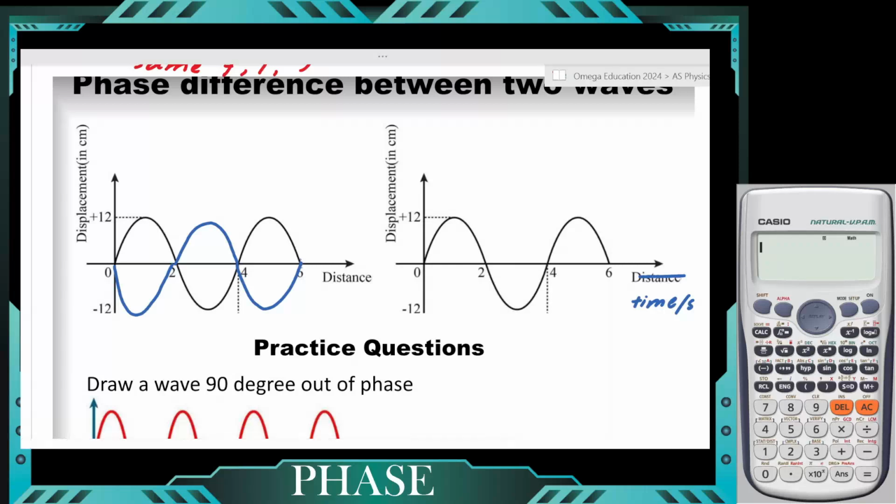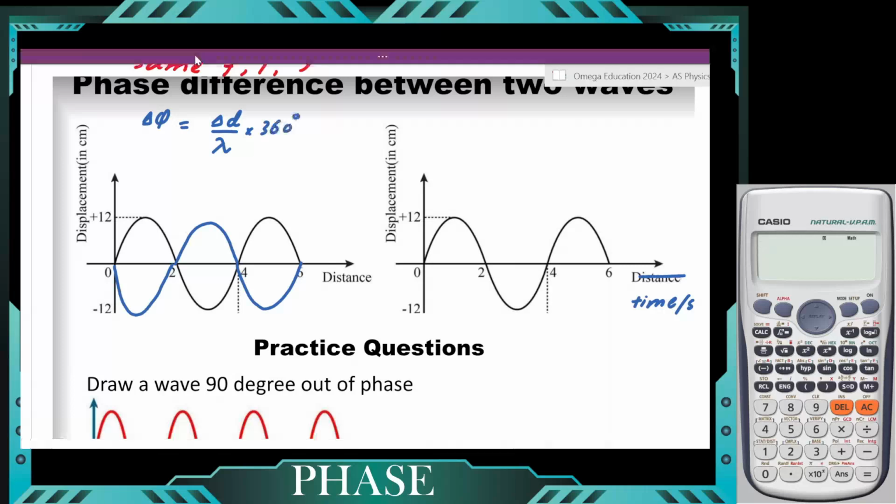Now the first question that could be in your mind is, if we have to find the phase difference between two waves, which two points should be used? Because for the phase difference, we have the same formula. Because we have a displacement-distance graph, I'm going to use delta D divided by lambda times 360 degrees. We use the same formula.